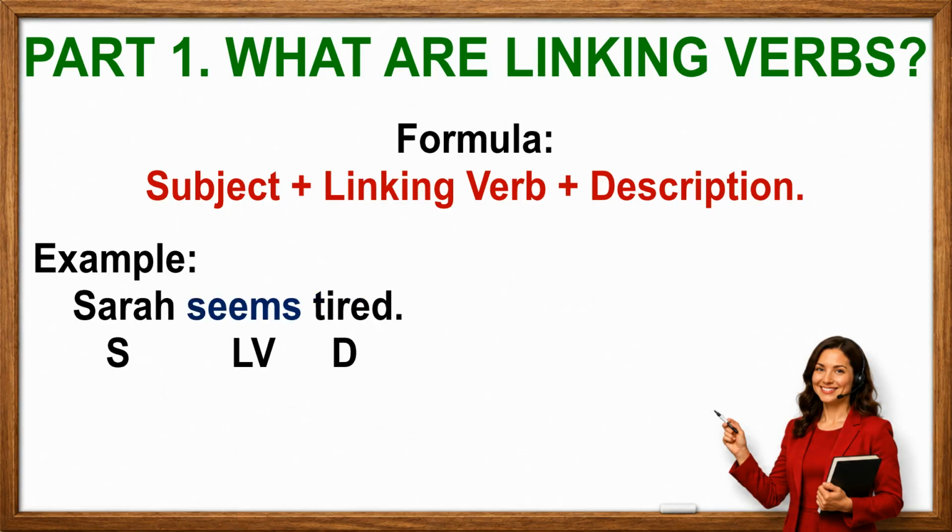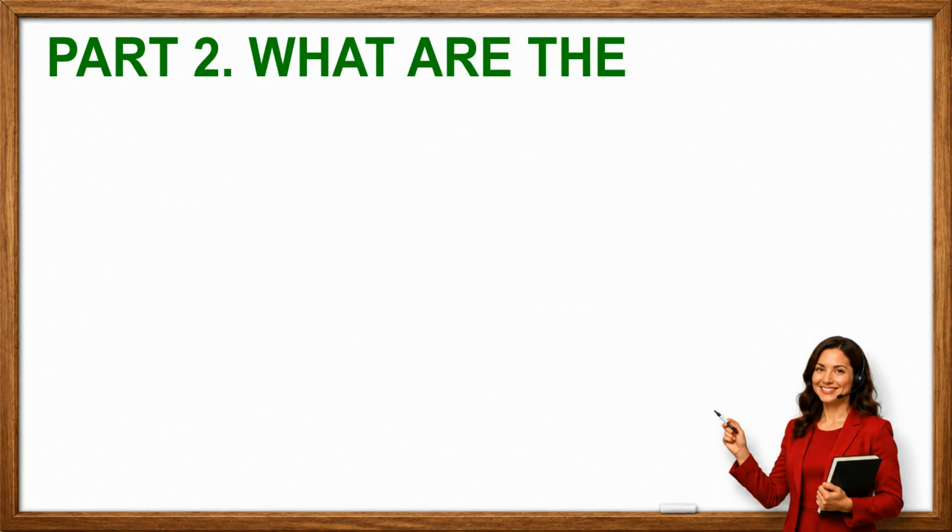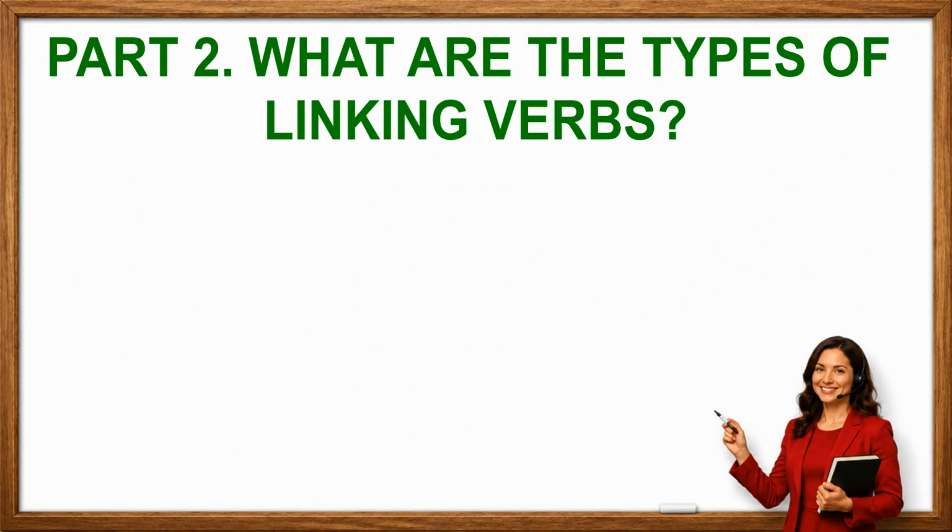Another example: Sarah seems tired. The verb seems connects Sarah and tired. No action is happening. The verb is only providing information about Sarah. Part 2. What are the types of linking verbs? Most linking verbs fall into 3 groups.